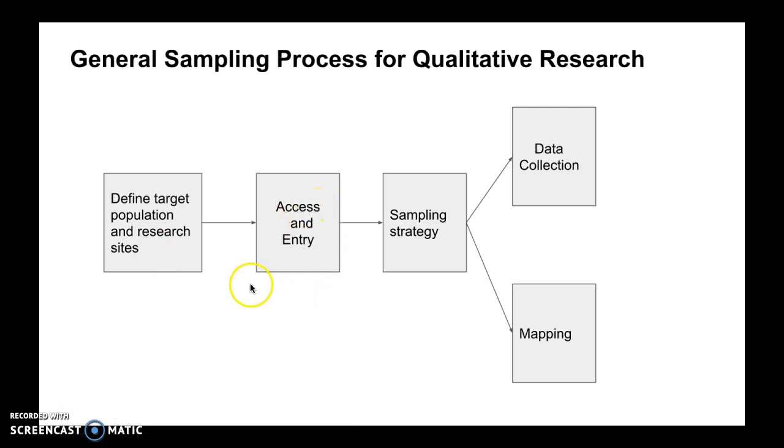And then you contact them, you get access to the research site, and after you interact with them, you have a sampling strategy in your mind, how you can get the data you want. Who will become your potential participants? And you start your data collection. And in this process, you are also trying to map out all the characteristics of the research participants and also your research context.